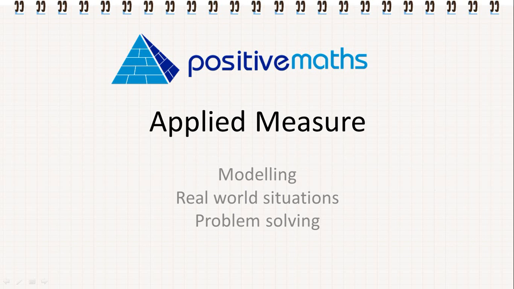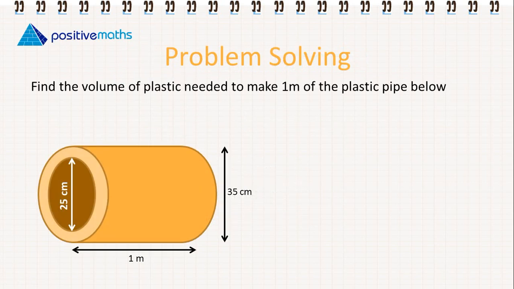In this video for Positive Maths, we're going to look at more problem-solving activities involving applied measure. So we need to find the volume of plastic needed to make 1 meter of the plastic pipe below.